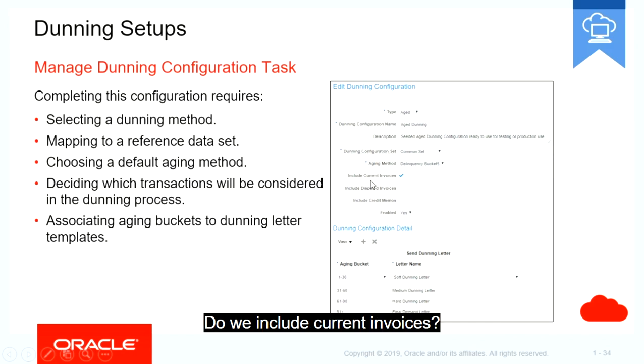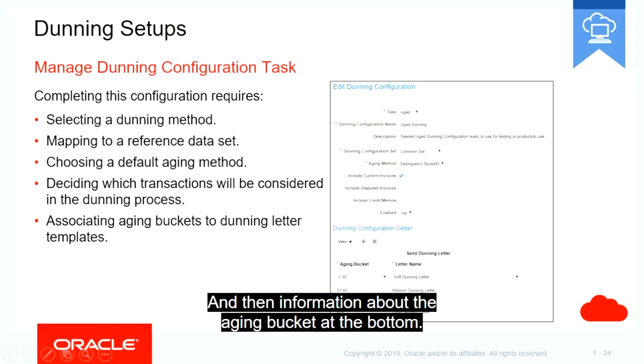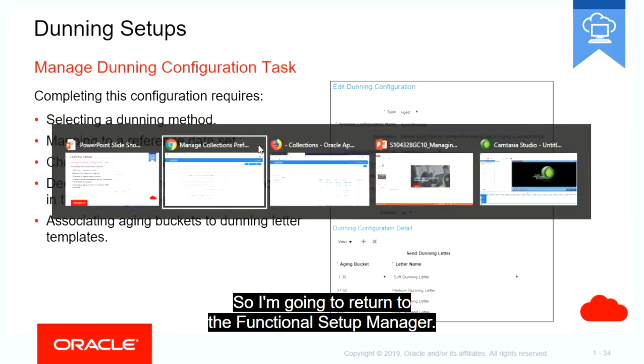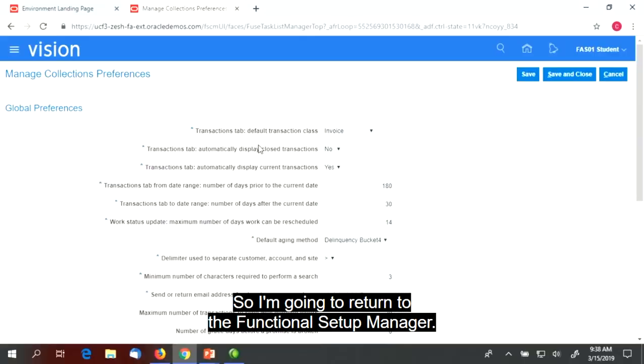Do we include current invoices? Do we include disputed invoices? Okay, and then information about the aging bucket at the bottom. So a number of things to consider. Let's take a look at this implementation task. So I'm going to return to the functional setup manager.